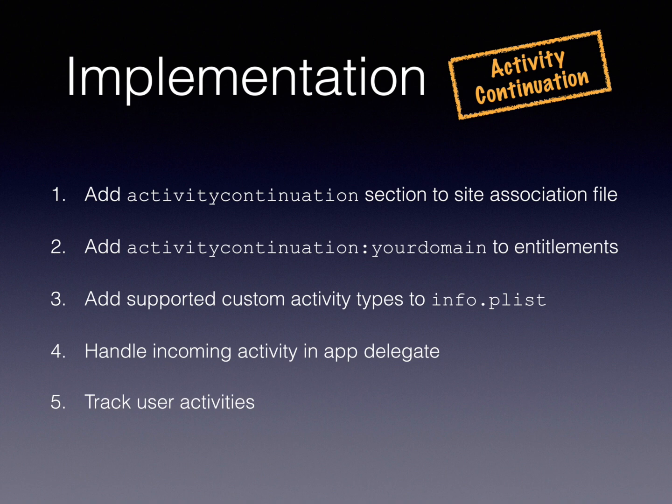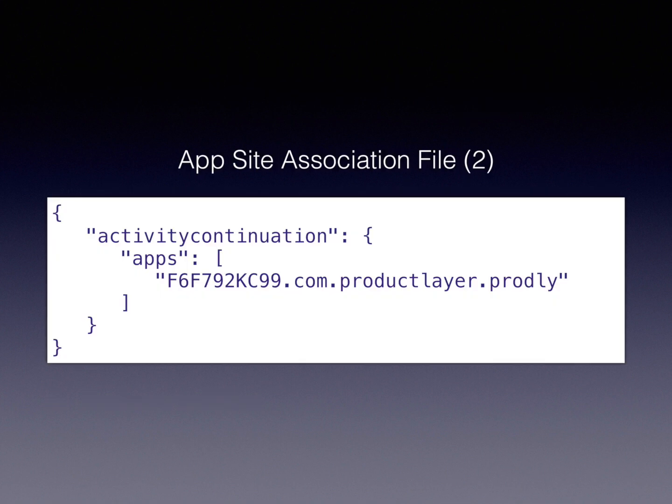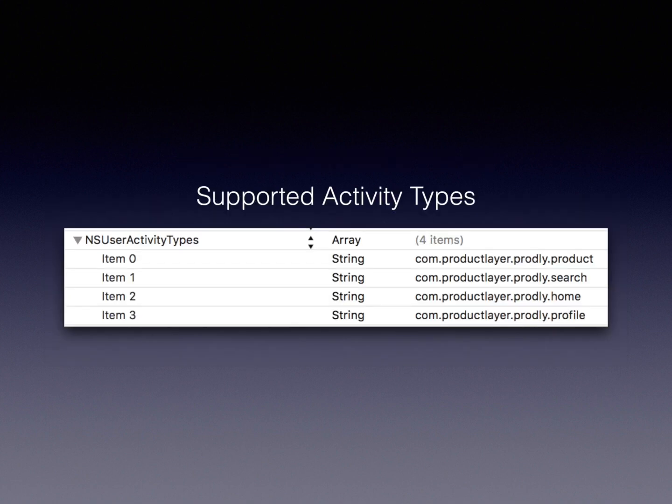The site association file looks like this, quite similar to what we've seen before. In this case, it just says activity continuation, and you again have this apps array with the bundle identifiers of your apps. In the info plist, the supported activity types, usually you take the bundle identifier and then append a name for the activity. In this case, I've defined product, search, home, profile. These are different kinds of activities that the user can do.